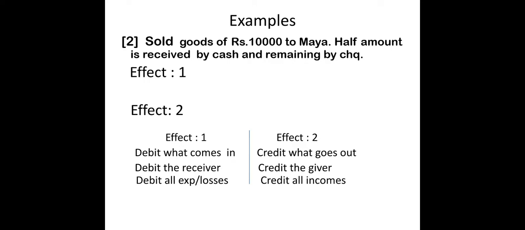First, let's decide effect number 1, students. Okay, so now what will be effect number 1? Now, students, we are selling goods. Okay, so goods goes out. That will be our effect number 2. But we are thinking about effect number 1. Okay, so in effect number 1, the debit what comes in rule is applicable here because cash we are receiving, but at the same time we are also receiving a check. So we can also write bank is the receiver. Okay, so we have to write two sentences, students, in effect number 1.